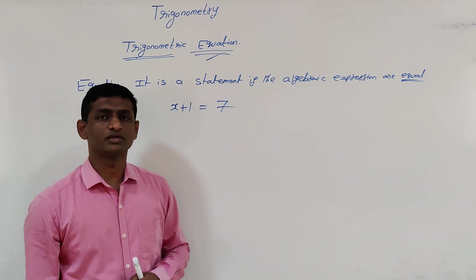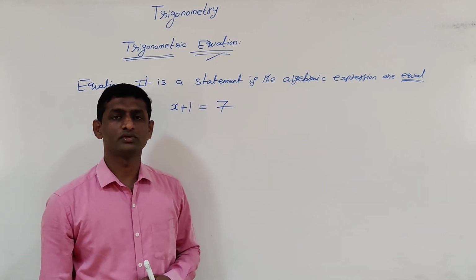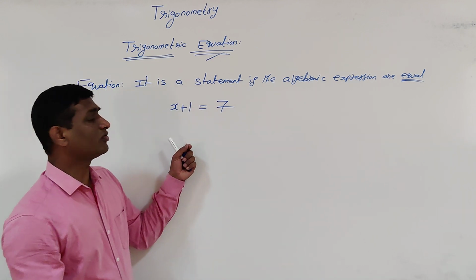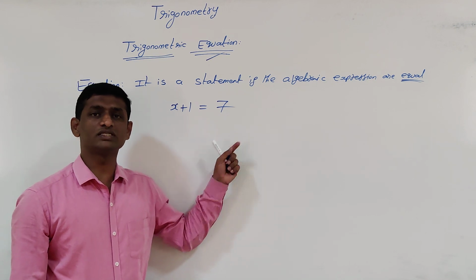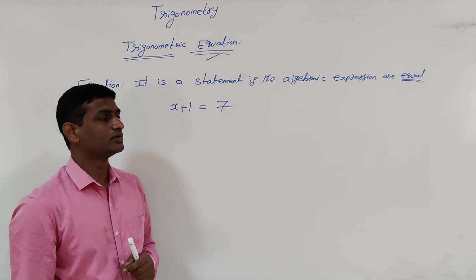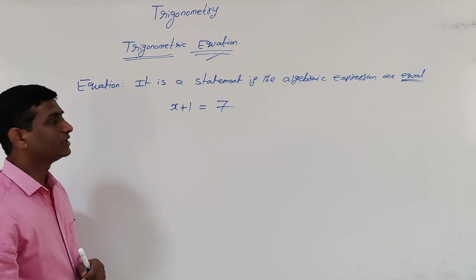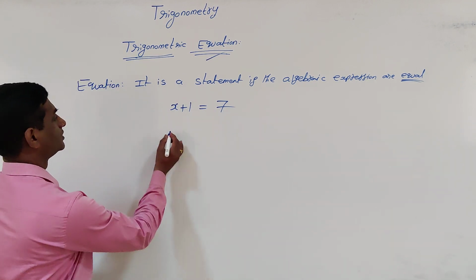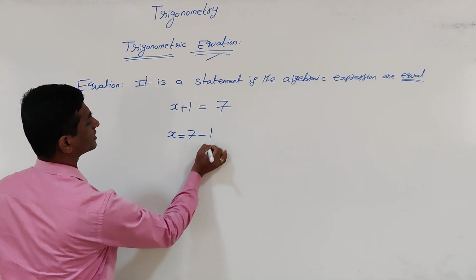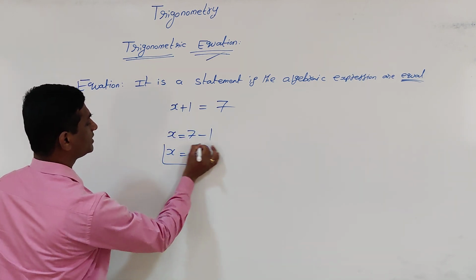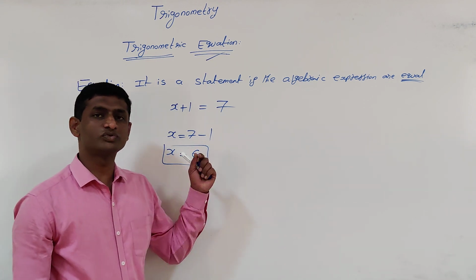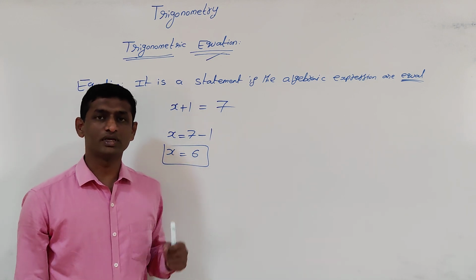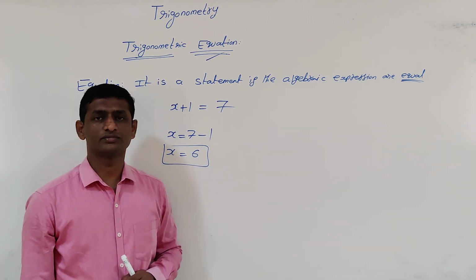If it is an equation, then what is the solution? The set of values of x which satisfies this equation is called a solution. For this equation, we will try to find out the solution. That is, x is equal to 7 minus 1, means x is equal to 6. If you substitute x is equal to 6, then this equation gets satisfied. Means 6 is a solution.